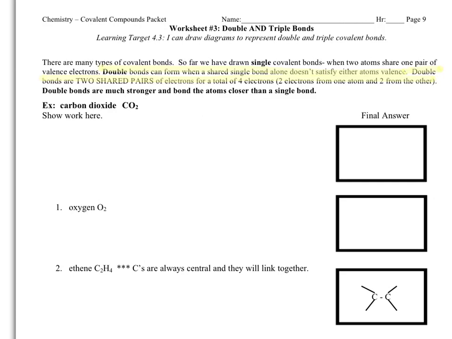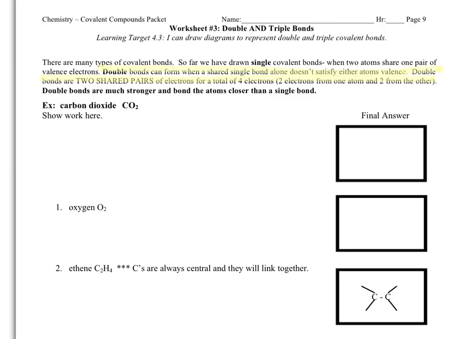But what we're going to find on this worksheet is that sometimes just forming that one shared pair of electrons, that one single covalent bond, is not enough to get 8 electrons around each of the atoms. And so in that case, the atoms sometimes have to resort to a double bond, two shared pairs of electrons, or sometimes even a triple bond, which would be 3 shared pairs of electrons. But the one thing that is really important to remember here is that atoms always prefer, if possible, to just be involved in single bonds, right?